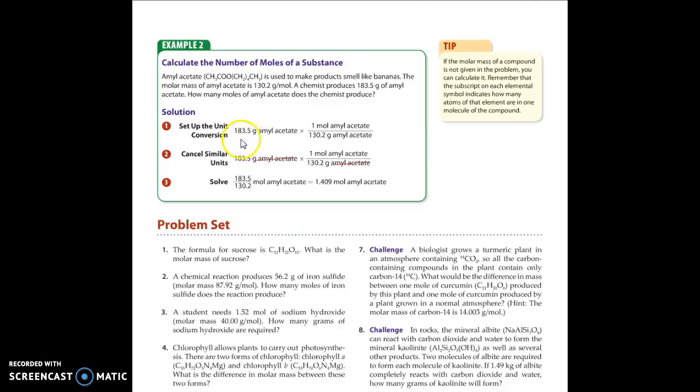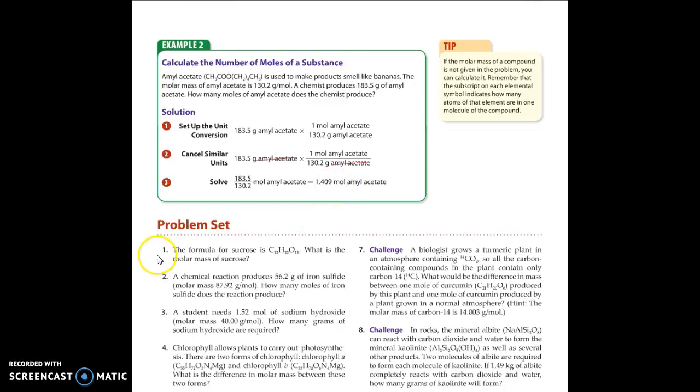So we start with what we know, what we're given. We're given 183.5 grams of amyl acetate. I would have put it over 1 just to make it look like a fraction. Grams of amyl acetate is going to be the unit on the bottom of my second fraction, so they cancel off, and we're converting it to moles. 1 mole of amyl acetate, because of its molar mass, is 130.2 grams. Put in your calculator, you should have got about 1.41 moles.